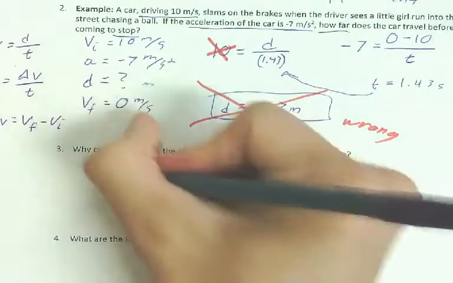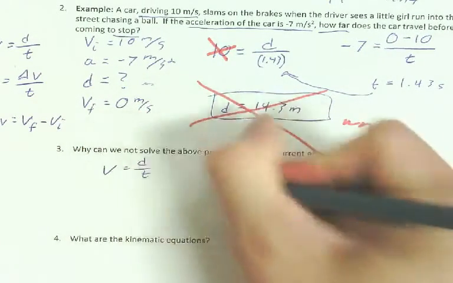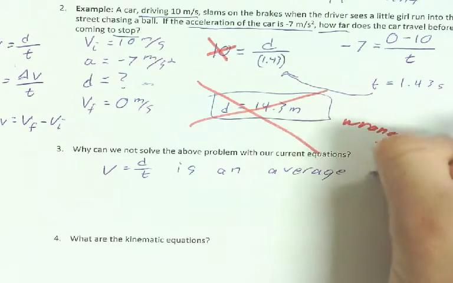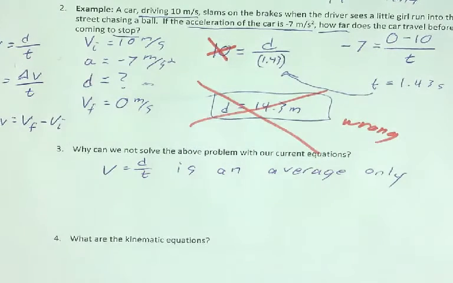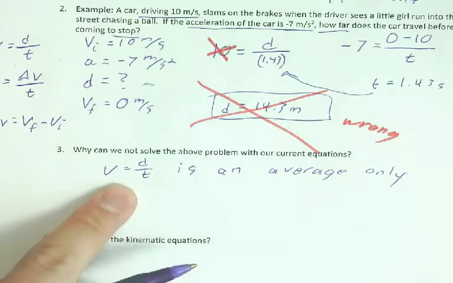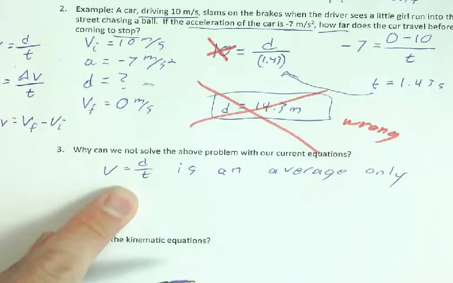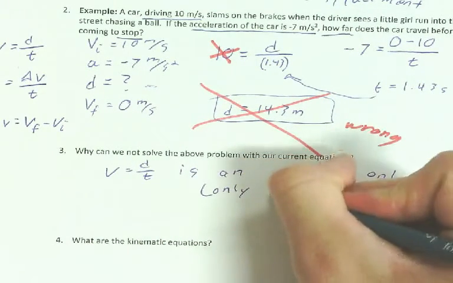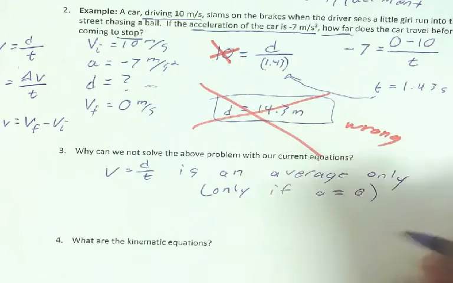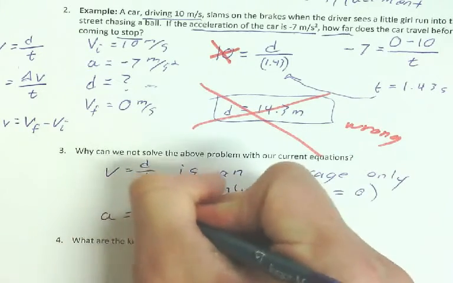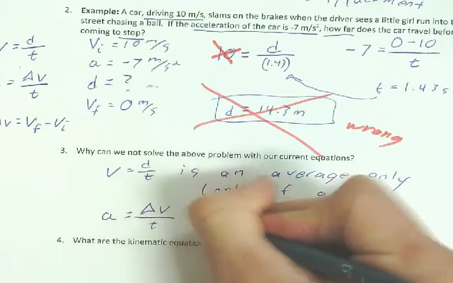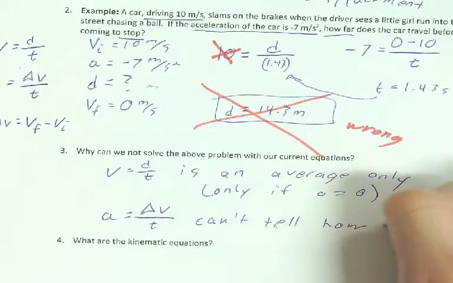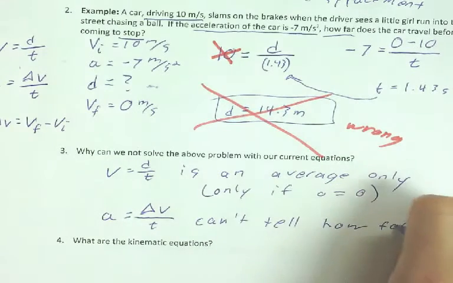So the problem is v equals d over t is an average only, which means if you're not doing a consistent value, this will not work. This only works if you're being consistent, which means no acceleration. So you can only do this if a equals 0. And the acceleration equation can't tell you how far you went, which is a problem.